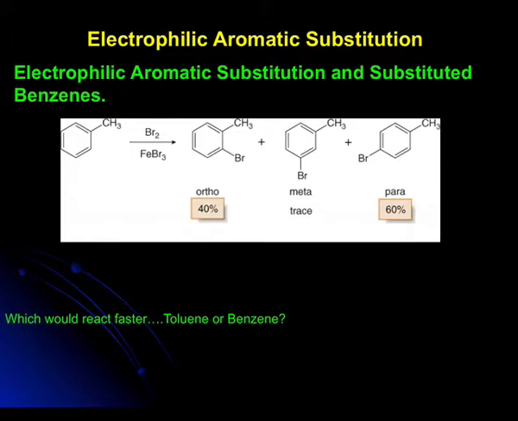So when we have this 1-2 relationship, we say that that's ortho. And when we have this 1-4 relationship, we say that that's para. Okay? That adds up to 100%. Notice what's absent. They say a trace, but it would be so small you couldn't really detect it. It's meta.